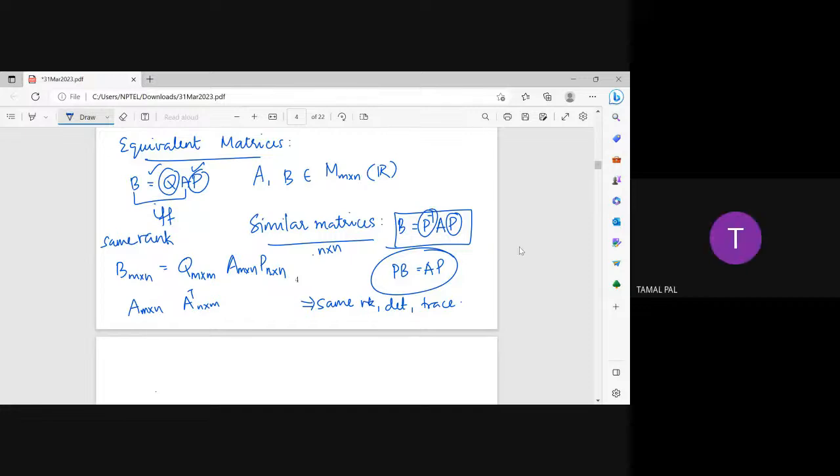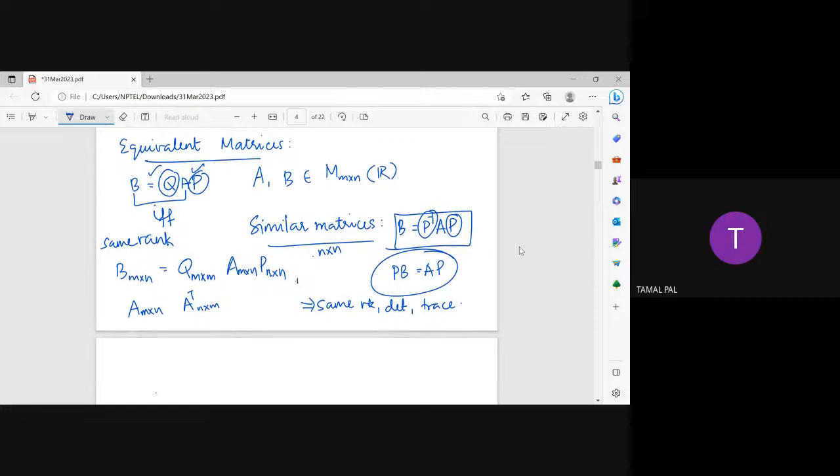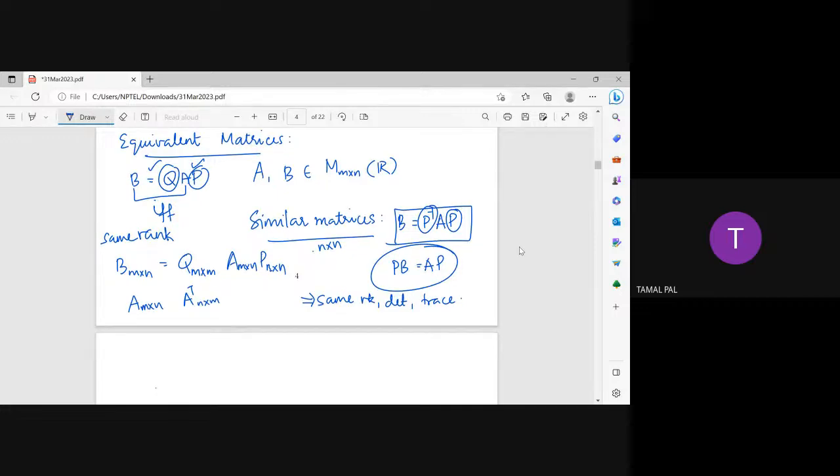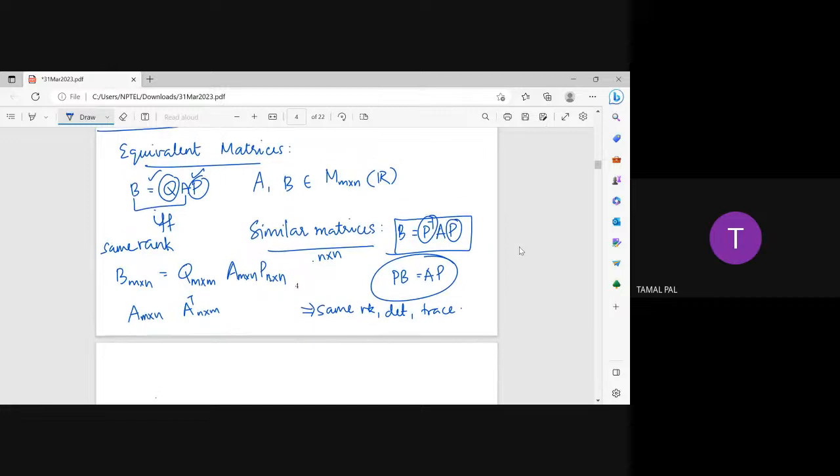Ma'am, I have one question. Equivalence matrix, actually. So let's say Q is the matrix of gamma 2 to gamma 1, means we are expressing gamma 2 in terms of gamma 1. Then, one second. Shall I discuss that and then you ask your doubt? I'll just quickly tell that.